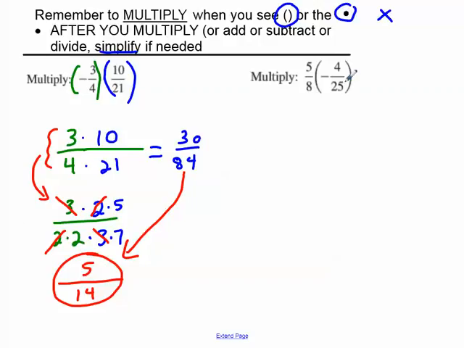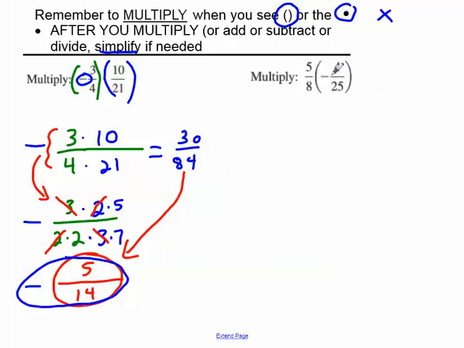Let's multiply 5/8 times negative. Oh, and by the way, we've got a negative sign there as well, so that negative should have come along. The entire fraction is negative. You can either say that the entire fraction is negative, or you've got negative 5 over 14. Either way, but that would be part of the answer as well. The entire answer should be negative 5/14 because there was a negative.